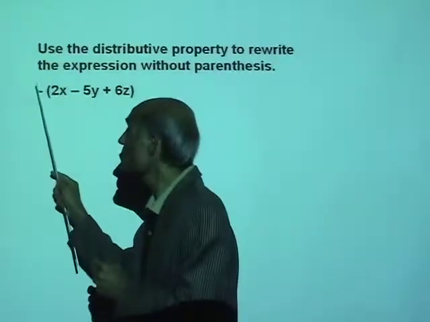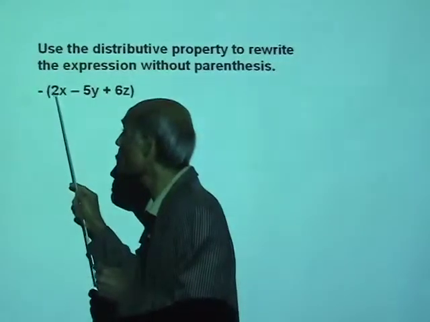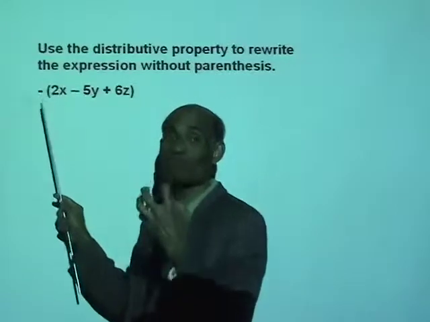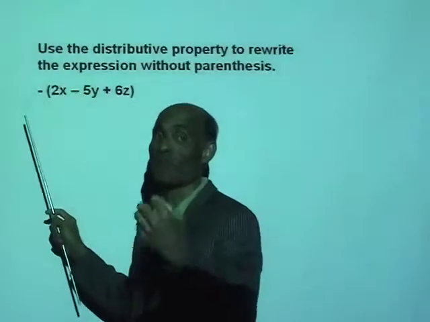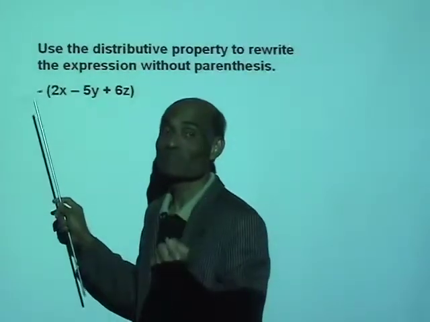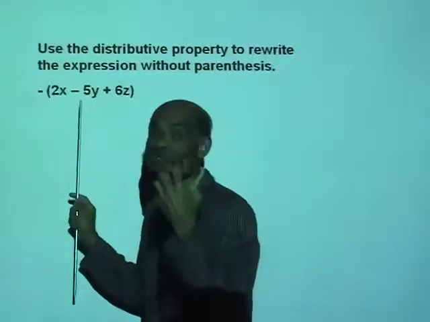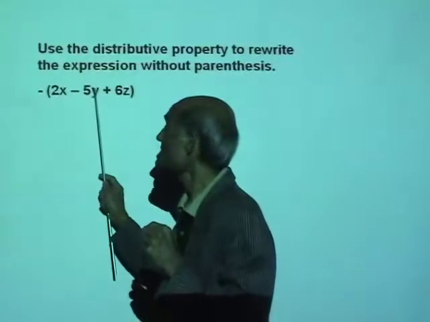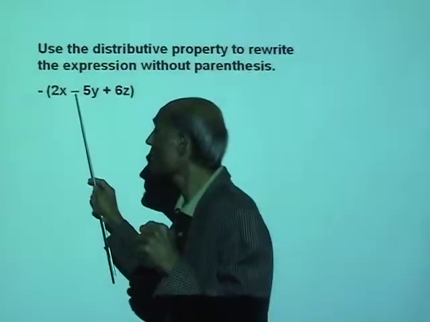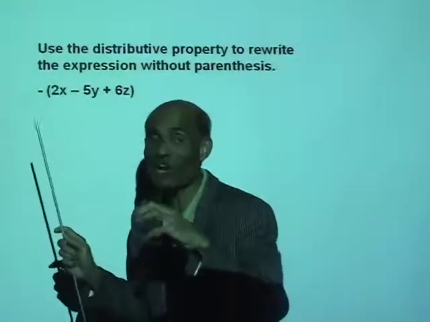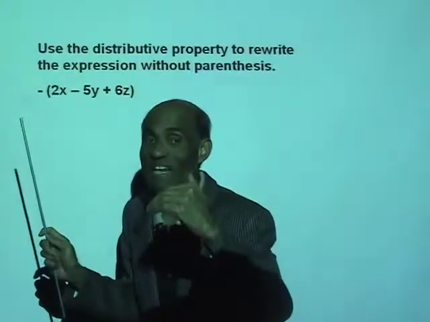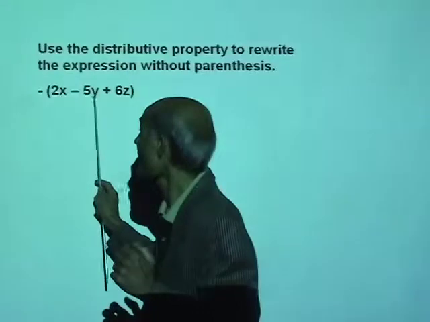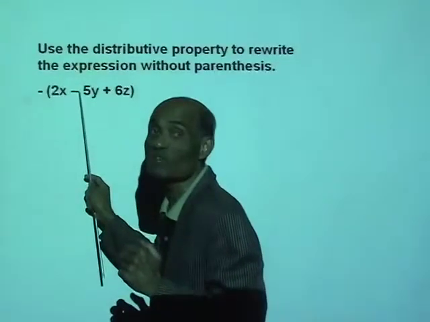So, first it will be negative 1 multiplied by 2x. What is negative 1 multiplied by 2x? That will be negative 2x. And I told you, you must watch the sign of a term. The sign of 5y is negative. The sign of a term is the sign that comes immediately before it. So watch that. This 5y is negative.